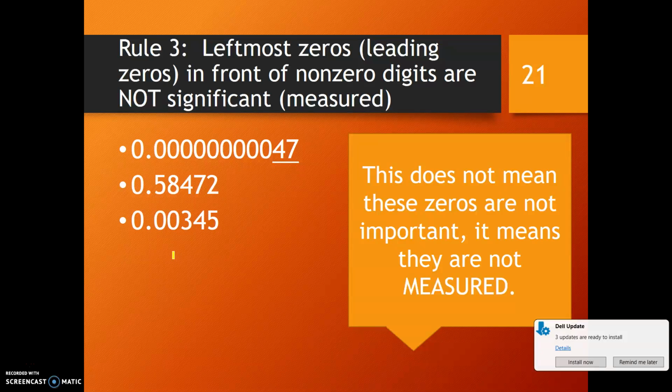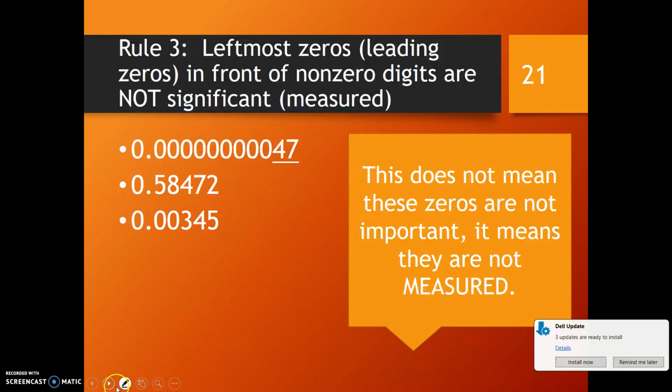So, rule number 3, leftmost zeros, sometimes referred to as leading zeros, that are in front of the first non-zero digits are not considered significant. And remember, that doesn't mean they're not important. It just means that they're not measured, and maybe they were converted from one unit to another. For example, maybe the 47 was in nanometers, and then it was converted to meters.